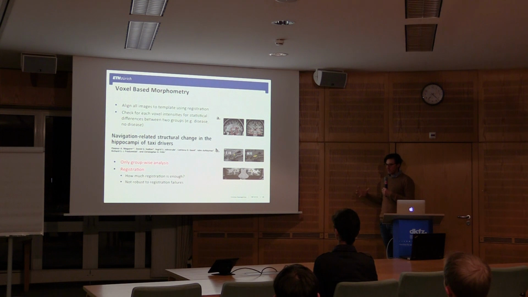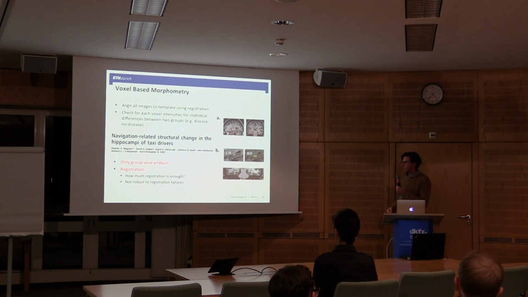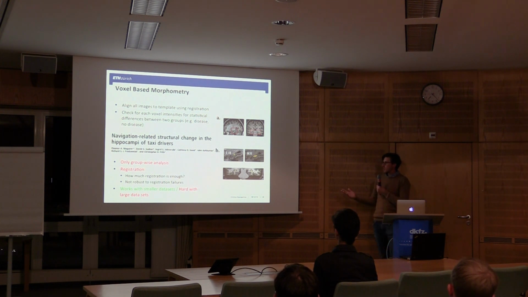Another drawback of voxel-based morphometry is that it requires registration. And of course, if you align your images perfectly, there will be no more differences between the two populations you're analyzing. So you need to register them enough that the subject differences are gone, but the disease effects are still there. And of course, that's very heuristic, like how much registration is enough. There's no good answer to this. And of course, registration also fails and takes a really long time. So the advantage of our method is that it doesn't rely on registration.